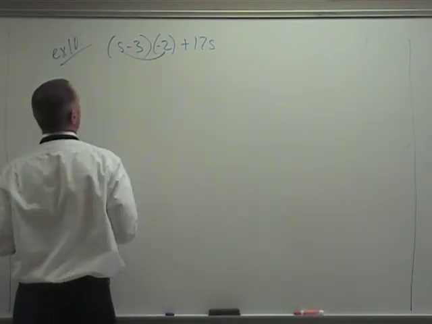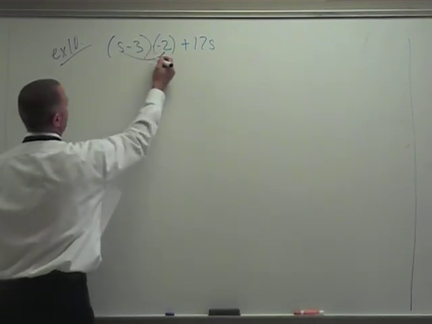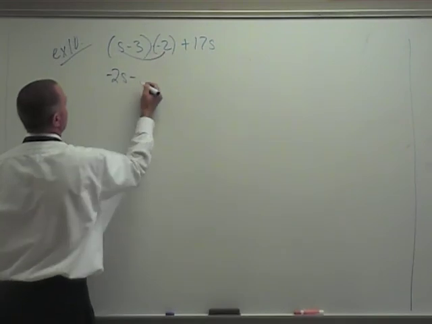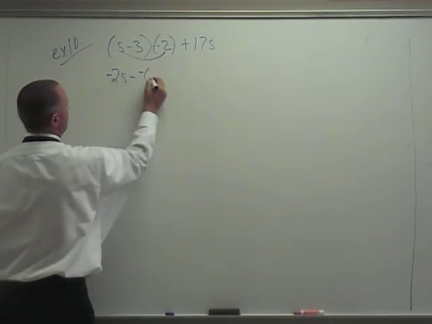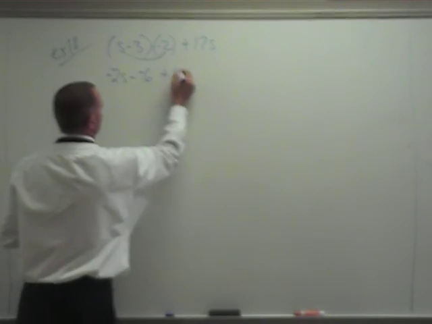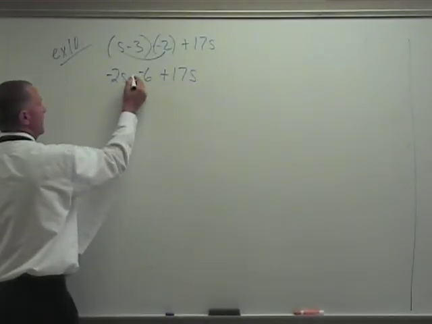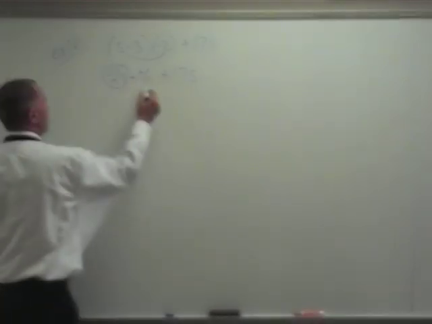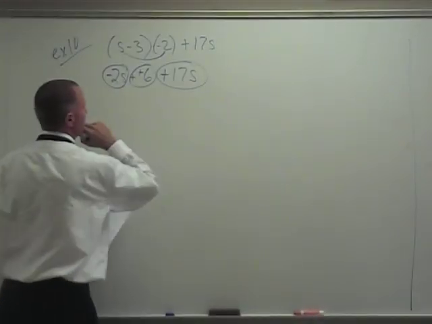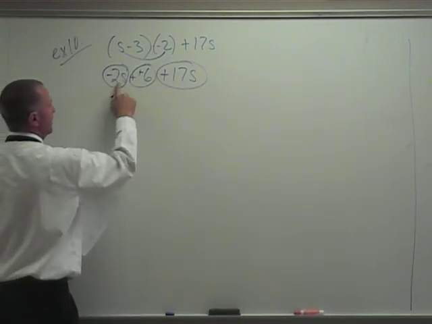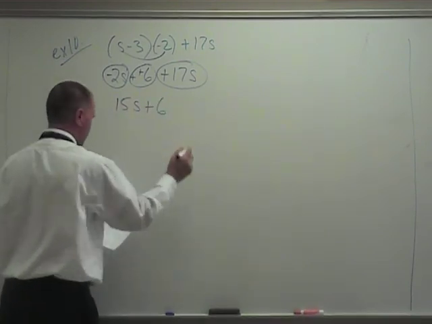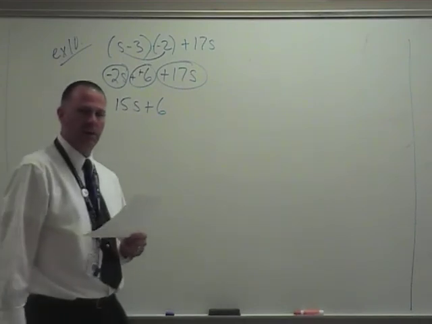So again, I can work right to left at this point with this multiplication. Negative 2 times s is negative 2s. Minus a negative 2 times a positive 3 is a negative 6. Plus 17s. Minus a negative is like adding a positive. This is how you should look at your terms. These two terms have the same variable, same exponent. Negative 2 and a 17 is 15. And I'm left with a plus 6. That's plus 6. All right.